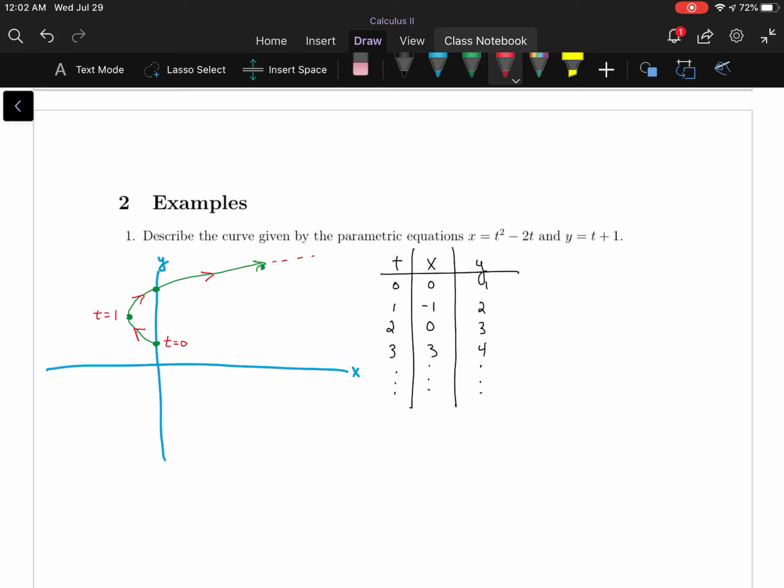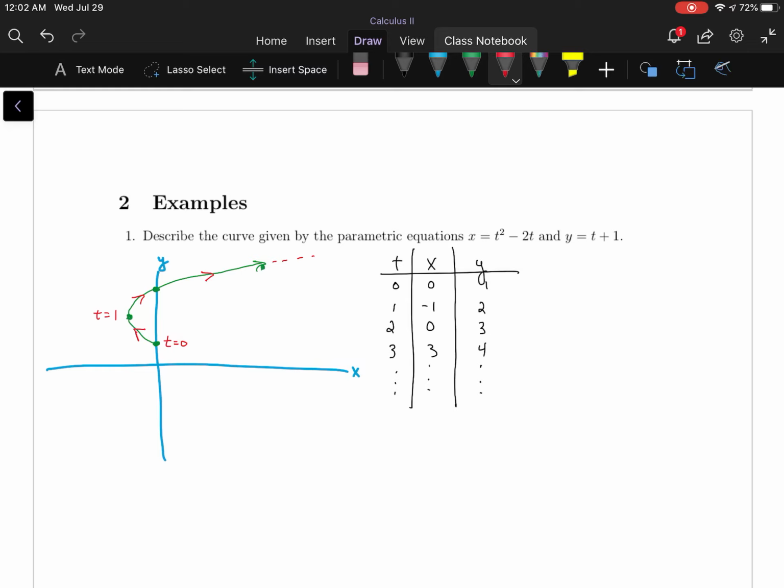Another way that you could get at the curve in an example like this one here is to actually convert these parametric equations, if possible, into a Cartesian equation, so a y as a function of x. And I'll demonstrate that for this one.